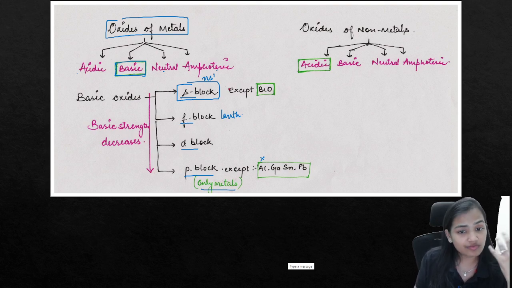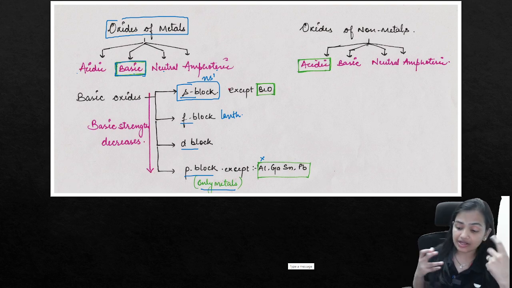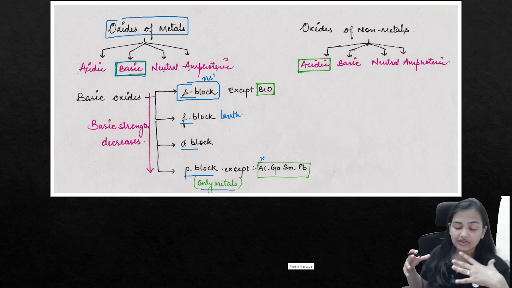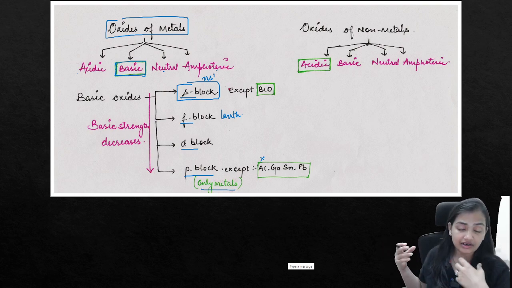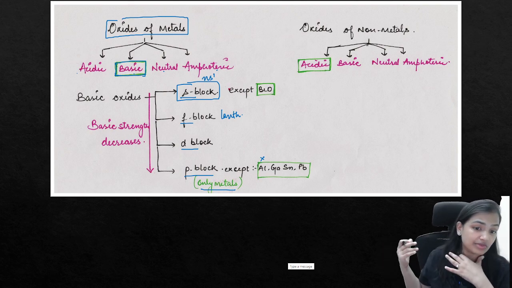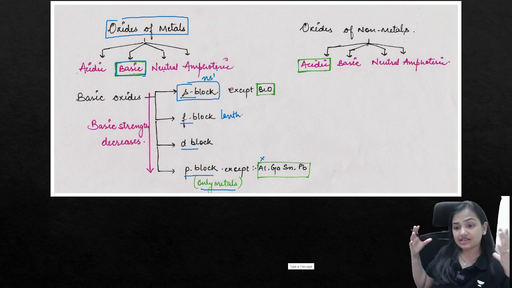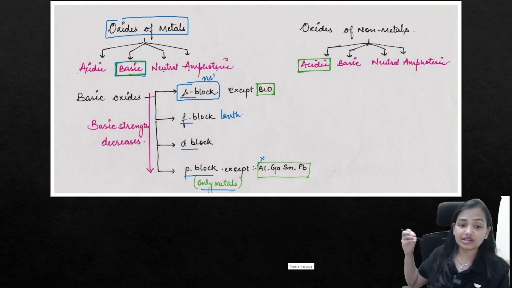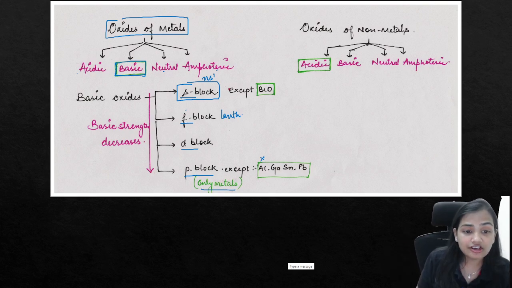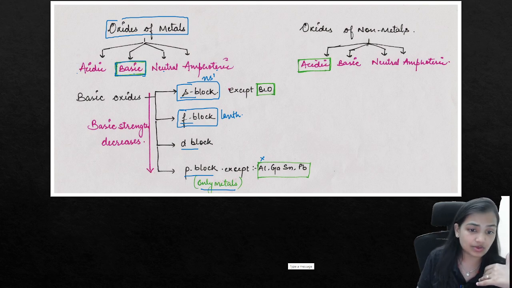And then comes our F block elements. Why are they metallic? Because they have high atomic number and high molecular weight, the size increases a lot, and because of this the ionization energy decreases, and therefore F block elements are metallic in nature. But they come after the S block. Then comes your D block, and then comes your P block.